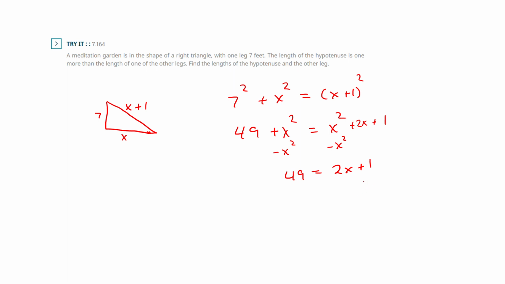So this is going to be much easier. I'm going to subtract away 1 from each side. I get 48 equals 2x. Divide both sides by 2, and I get x is 24. So this missing side is 24. Well, if that's 24, what's the hypotenuse? It's 24 plus 1 more, so it's going to be 25.